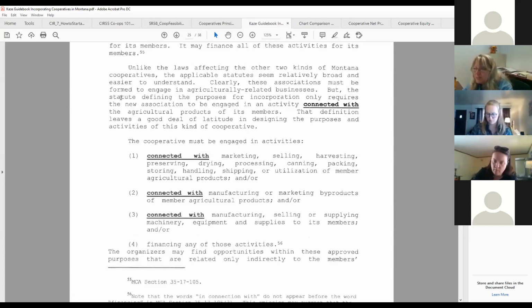Clearly, these associations must be formed to engage in agriculturally related businesses, but the statute defining the purpose for incorporation only requires the new association to be engaged in an activity connected with the agricultural products of its members. So we have kind of come to this definition. If I'm connected with marketing, if I'm connected with manufacturing, selling, or supplying machinery, am I in fact connected enough to these kind of activities to be classified as a producer?